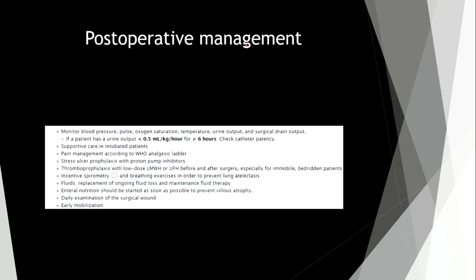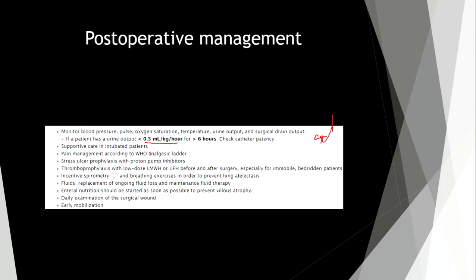Postoperative management. First of all, we must monitor blood pressure, pulse, oxygen saturation, temperature, urine output, and surgical drain output. If a patient has a urine output less than 0.5 ml per kilogram per hour for the last 6 hours, check catheter patency. When we talk about 0.5 milliliters per kilogram per hour, we talk about adult patients, only adult patients.